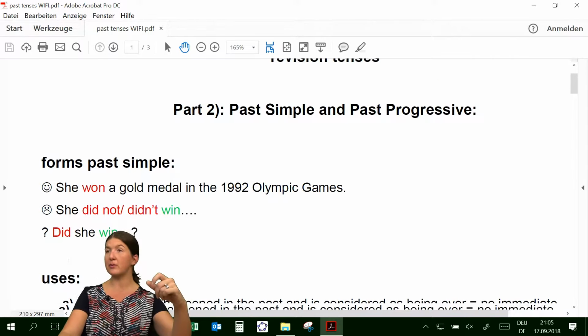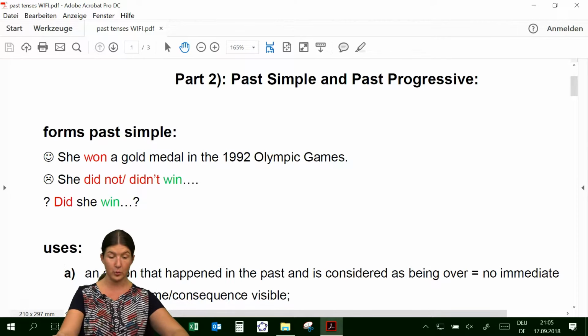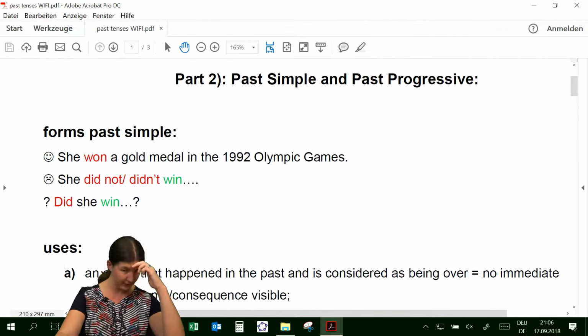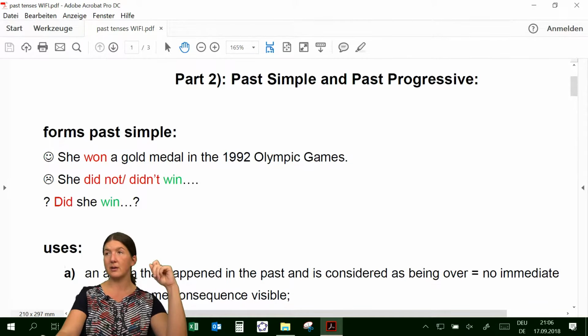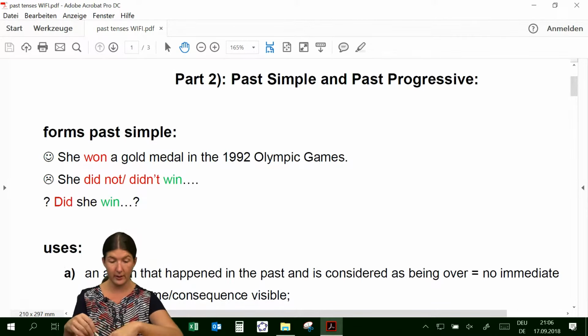The formation is pretty easy as well, but there's one thing that I noticed that sometimes goes wrong. That is the thing that is highlighted in green in my PDF file. You form it with the second form of the irregular or regular verbs, depending on what it is. She won a gold medal in the 1992 Olympics. They are over for a while now. So she won a gold medal. That's history. That's a story. You are narrating what you can remember of the 1992 Olympics, talking about someone who competed in those Olympic Games.